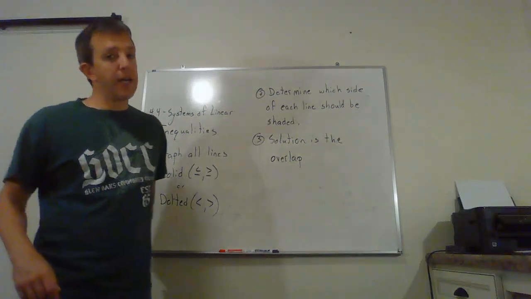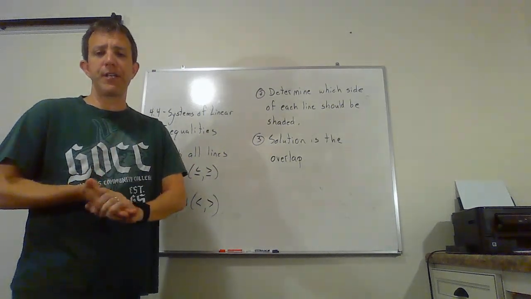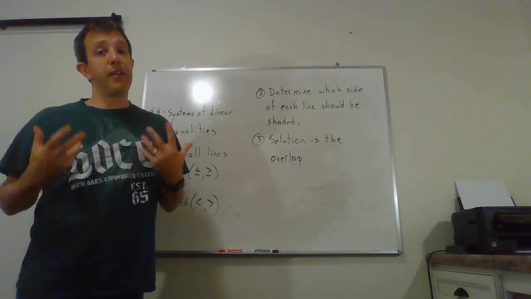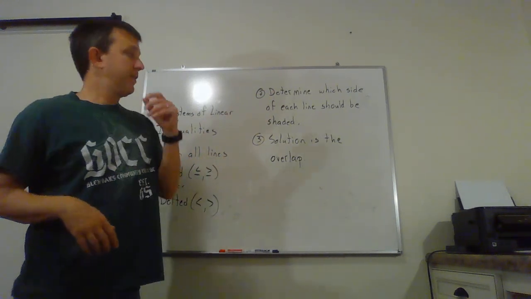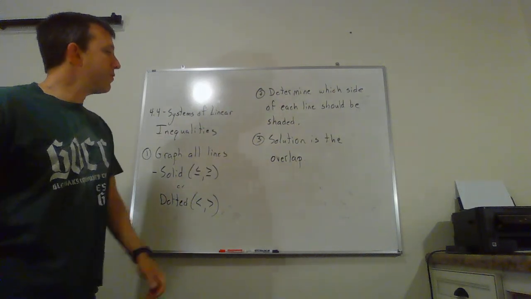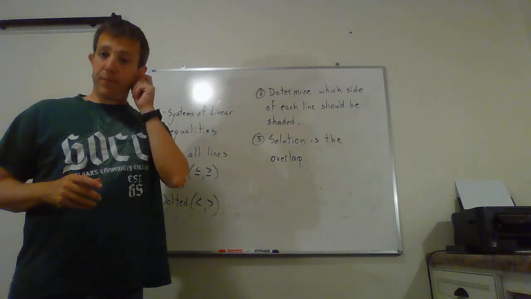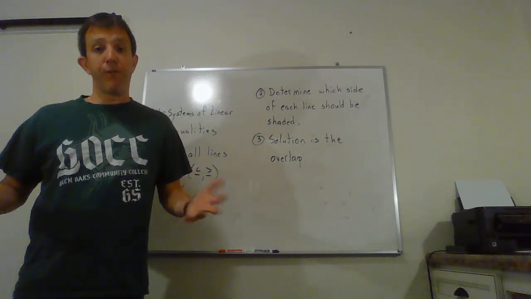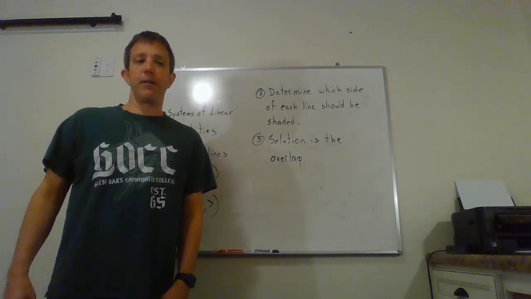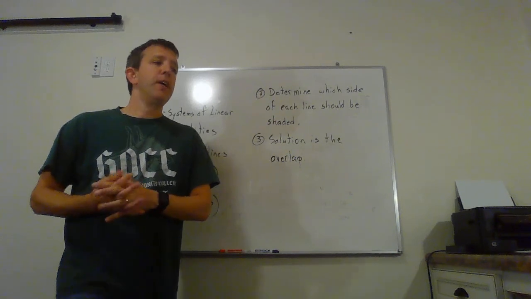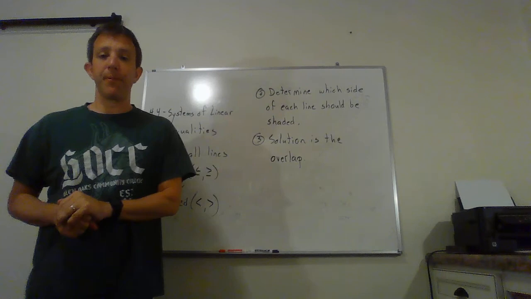Step 2. Determine which side of each line should be shaded. This is what we did before in that previous section. Pick a point that's not on the line. If you plug it in and it makes a true statement, shade that side. If it doesn't work, shade the other side. And then number 3, the solution is the overlap. So we're going to have at least two linear inequalities, possibly 3 or 4, and the solution is going to be where all those shaded parts overlap. Sometimes colored pencils are helpful here. Sometimes you just have to be really careful. So anyway, let me get my first example up on the board, and we'll look at that one.